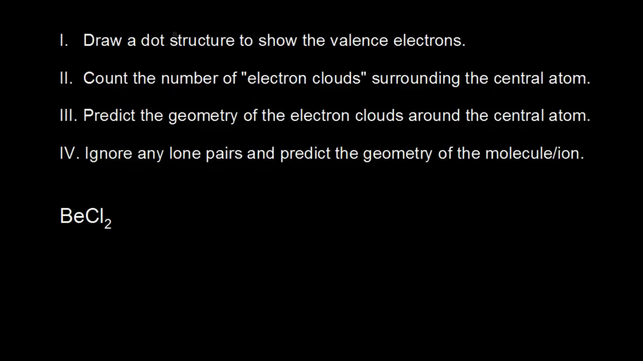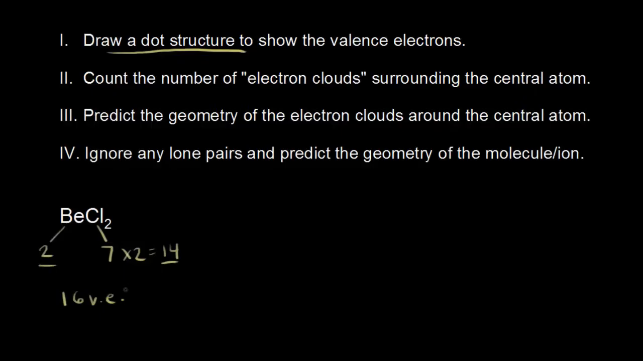And so the first step for predicting the shape of a molecule or ion is to draw the dot structure to show your valence electrons. So let's go ahead and draw a dot structure for BeCl2. You find beryllium on the periodic table. It's in group 2, so 2 valence electrons. Chlorine is in group 7, right? And we have 2 of them. So 2 times 7 is 14, and 14 plus 2 gives us a total of 16 valence electrons that we need to account for in our dot structure.